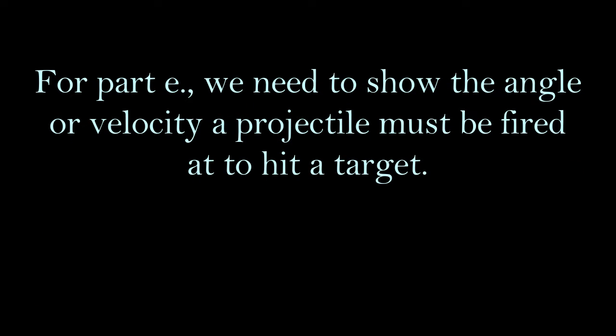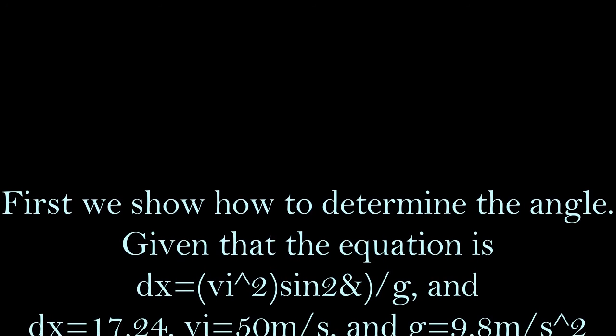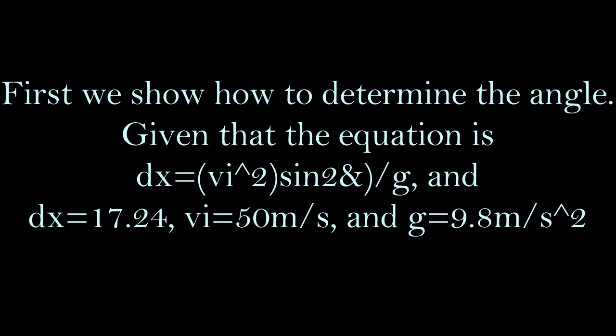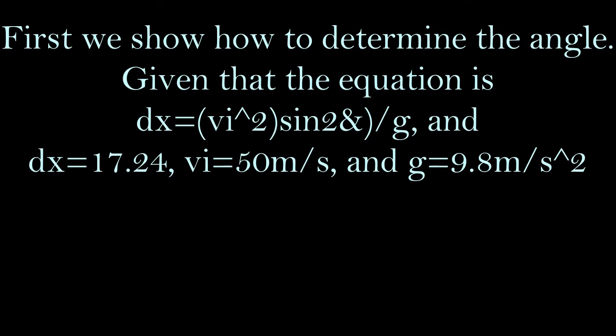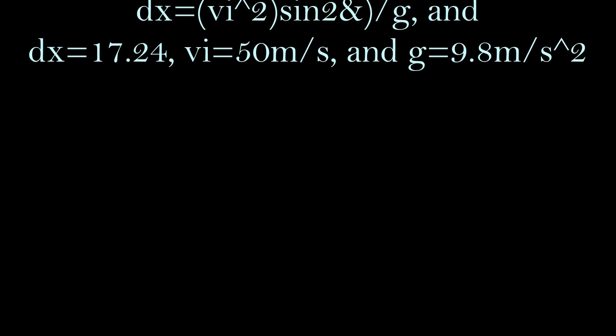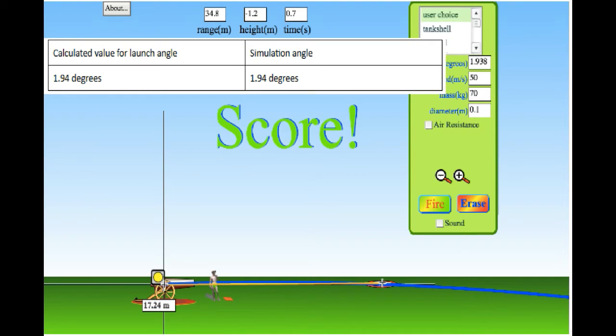For part E, we need to show how to calculate the angle or velocity a projectile must be fired at to hit a target. First, we show how to determine the angle. Using the equation dx equals velocity squared times sine of 2 times angle over the acceleration due to gravity, given that the horizontal displacement equals 17.24 meters, the velocity is equal to 50 meters per second, and the acceleration due to gravity is equal to 9.8 meters per second squared. We get a calculated angle of 1.94 degrees and a simulation angle of 1.94 degrees.